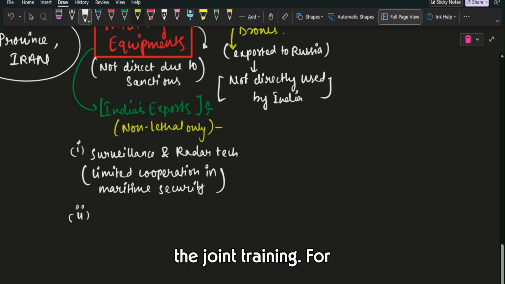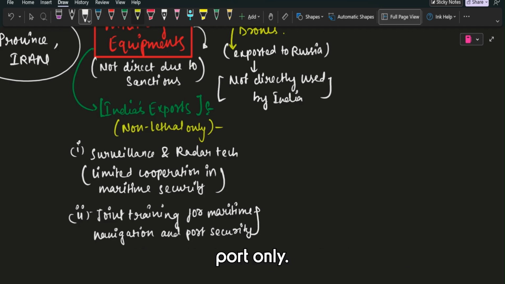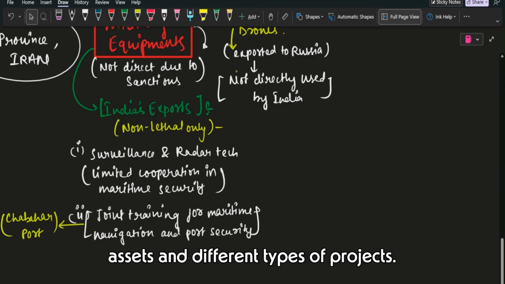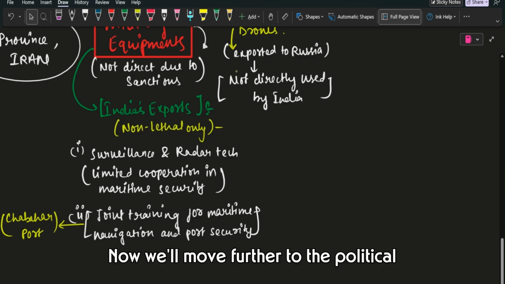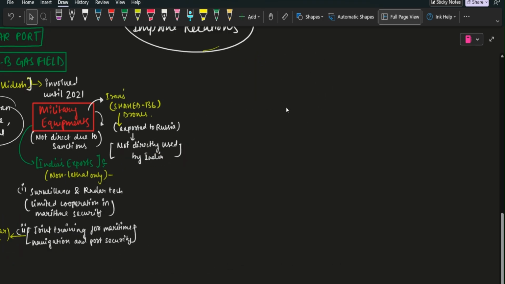And then secondly, we have the joint training for maritime aviation and port security. And I'm talking about the Chabahar Port only. Alright guys, so this was all about the defense and security cooperations with assets and different types of projects. Now we'll move further to the political relations with multilateral engagements.